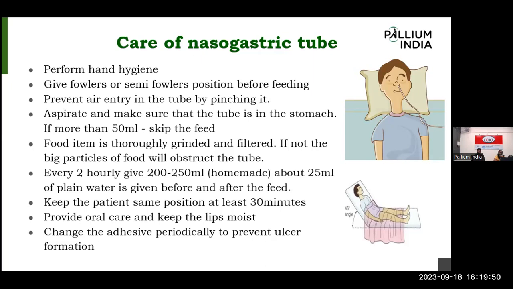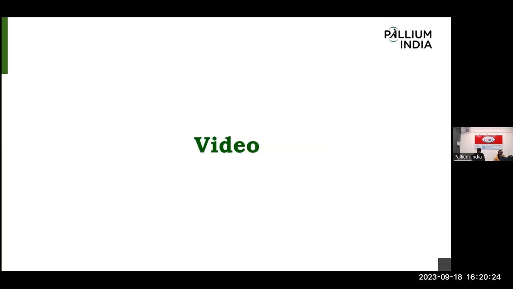So these are all important things you have to keep in mind while we teach the caregivers about nasogastric tube feeding, especially position, and why they have to keep the same position for at least 30 minutes after feeding. We have to tell them the reason. Otherwise they won't do it, and the patient will get aspiration pneumonia later.